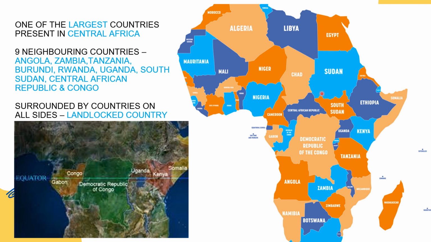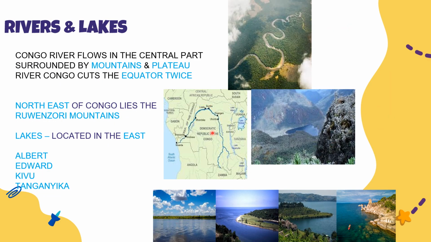It has almost 9 neighboring countries around it, that is Angola, Zambia, Tanzania, Uganda, Central African Republic and Congo. So these are the neighboring countries of DRC or Democratic Republic of Congo. And in this picture you can see that the equator is passing through this country. Okay. Since the equator is passing through this country, you can clearly understand that the climate is very hot and you can find more evergreen forest in this country.